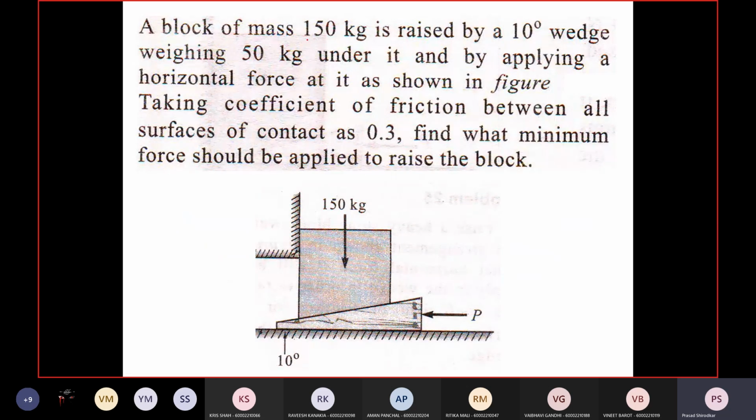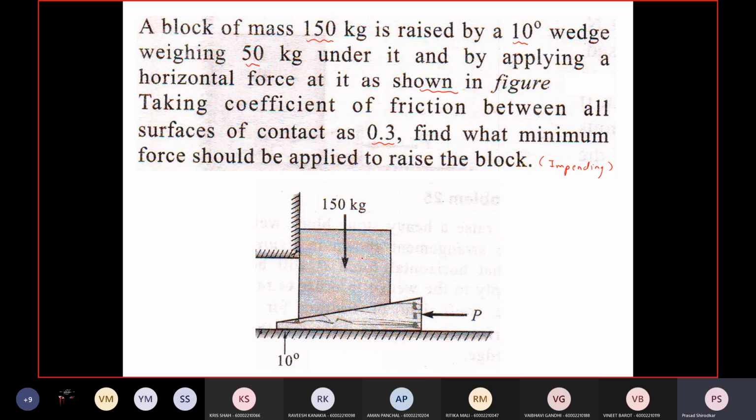A block of mass 150 kg is raised by a 10-degree wedge weighing 50 kg under it, and by applying a horizontal force as shown in the figure. Taking coefficient of friction between all surfaces of contact as 0.3, find what minimum force should be applied to raise the block. Again, you have to assume impending motion, although it is said to raise the block. So let's start by constructing the free body diagram.